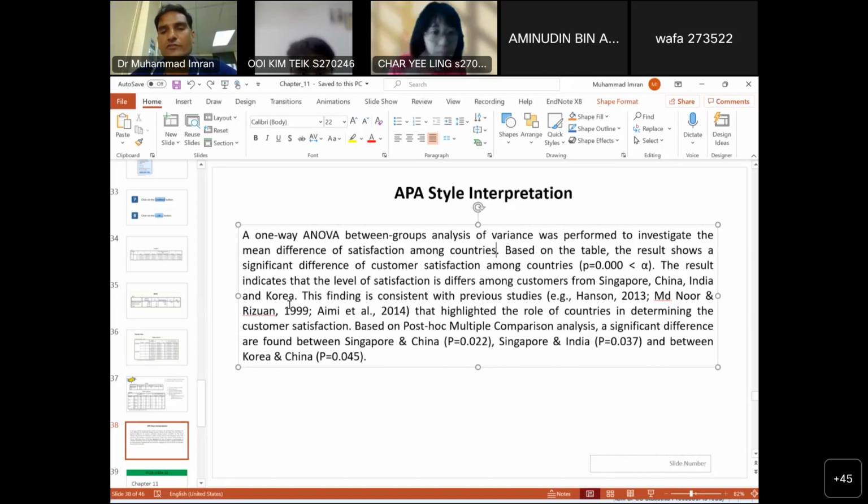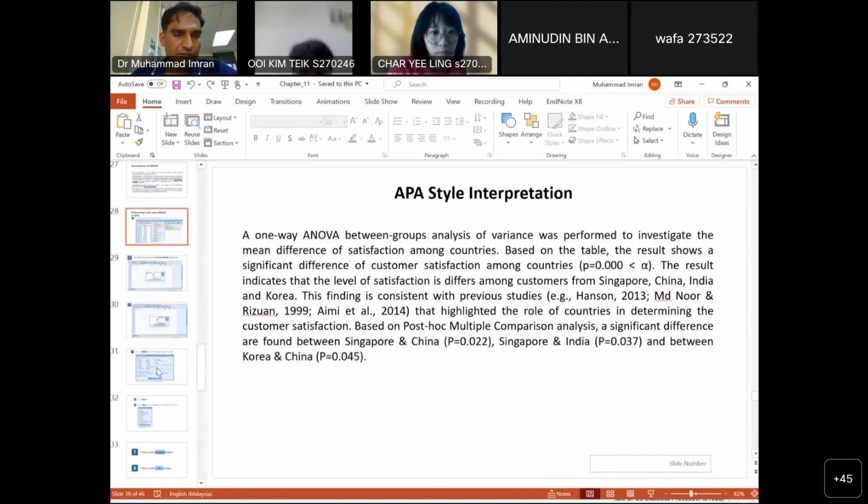The finding is consistent with the previous finding. Maybe you can support it with previous research that highlighted the role of country in determining customer satisfaction. Based on post hoc multiple comparison analysis, significant differences are found between this one, China, and here. Also, here is also a significant difference. Let's see in the result here.